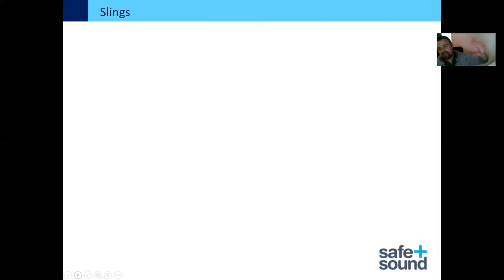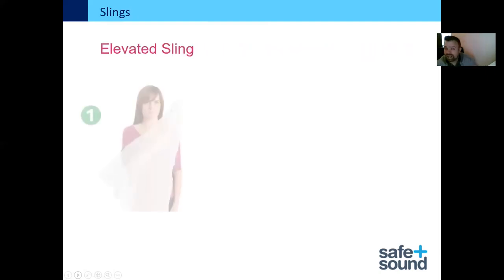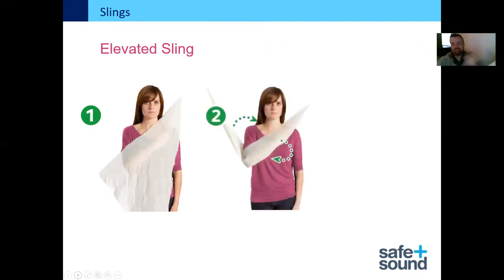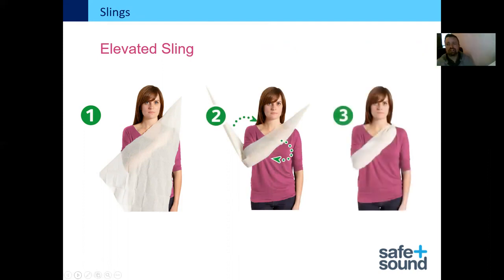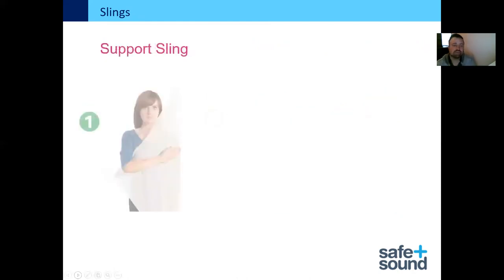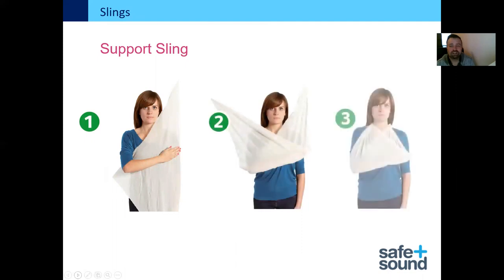Now, if you're able to treat any of these, you could do the elevated arm sling. So this is where you bring the arm up across the chest, pop the triangular bandage over, tuck it up and under behind, and then tighten up. Alternatively, you could just use the jumper. So the support sling, which is the lower arm sling, we go up and under and then around. So that's just the support sling.